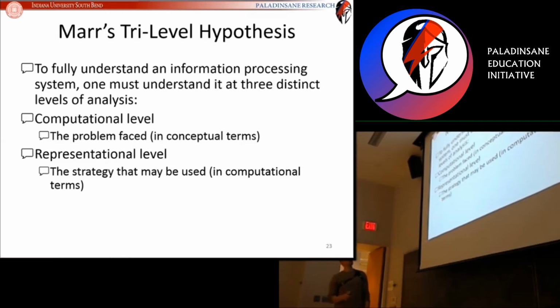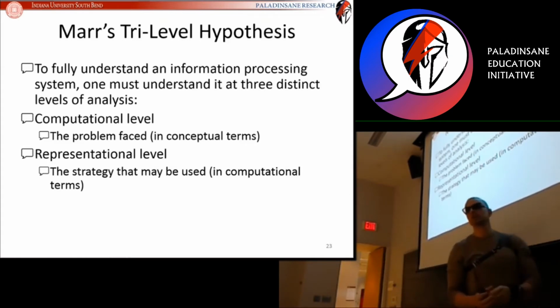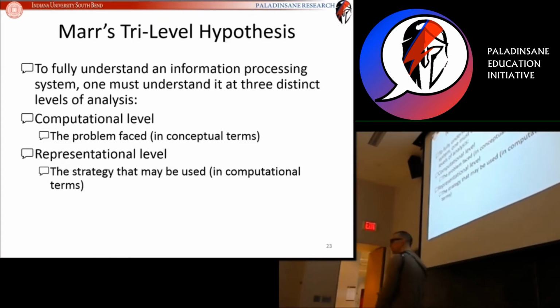So the representational level is coming up with these strategies that may be used. Coming up with strategies like, oh, maybe we alphabetize letters using an insertion method. Maybe we alphabetize letters using a bubble sort. Maybe we alphabetize letters using any number of these different strategies. That's your representational level. And what psychologists in cognitive psychology do is they come up with these representational levels, and then they do experiments to choose between the ones that you actually do. And we're going to see a little bit of that on the letter recognition. So that's the representational level, the strategies that may be used in computational terms.